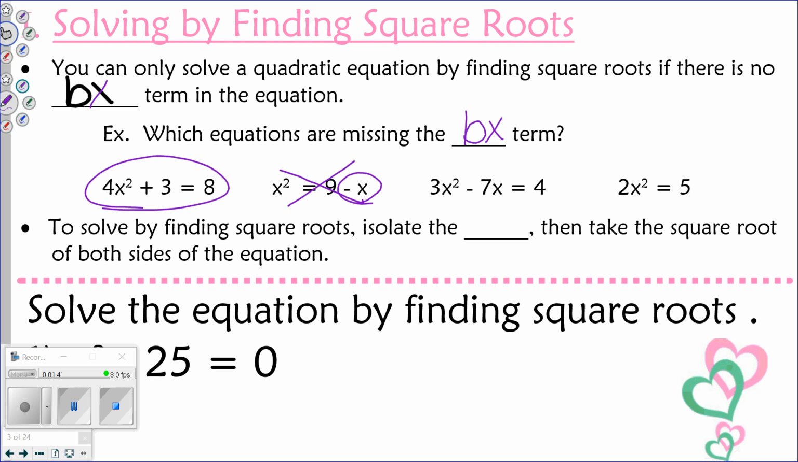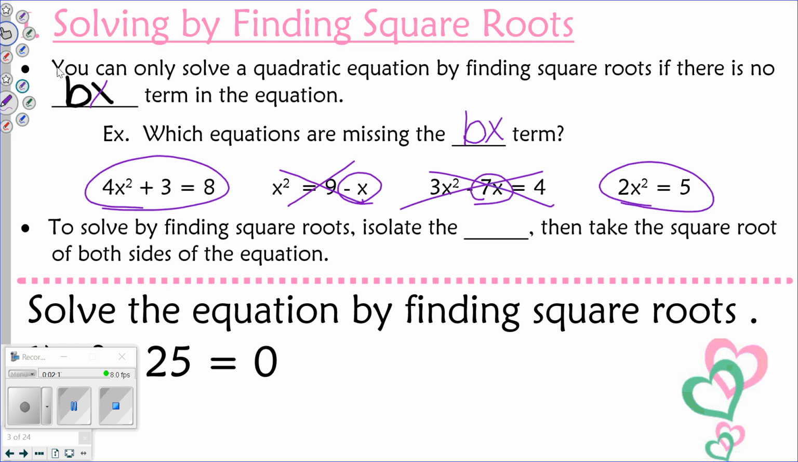Right here's your b term, the plain x. Does this one have a b term? Yeah, it's right here. So I couldn't use this. Could I use this one? That one's good. That's missing the bx, because it's always ax squared plus bx plus c. That's our form. We need an x squared because that makes it quadratic, but we need that bx term to be missing.